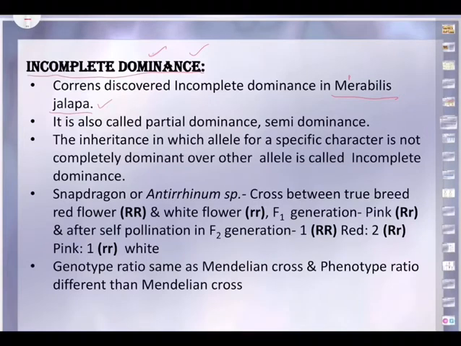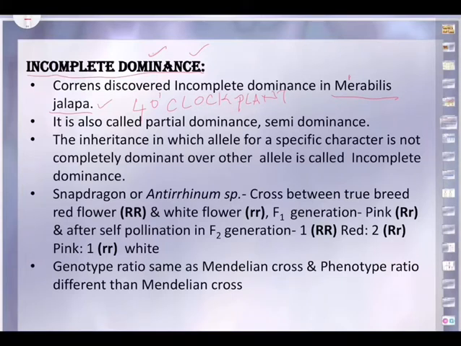This was first studied in a flower called Mirabilis jalapa, and it is also called the 4 o'clock plant. That's a local name, and the biological name, the binomial nomenclature, is Mirabilis jalapa.